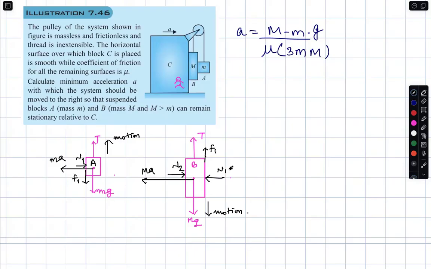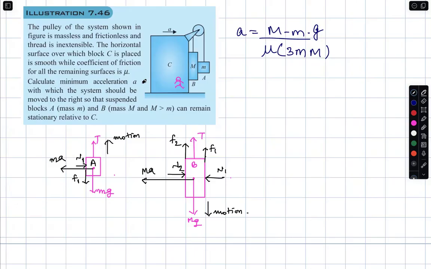Direction of motion is downwards, so the friction between M and C is upwards. F2. Okay. Now see how much time I am spending on one single entity of this system.